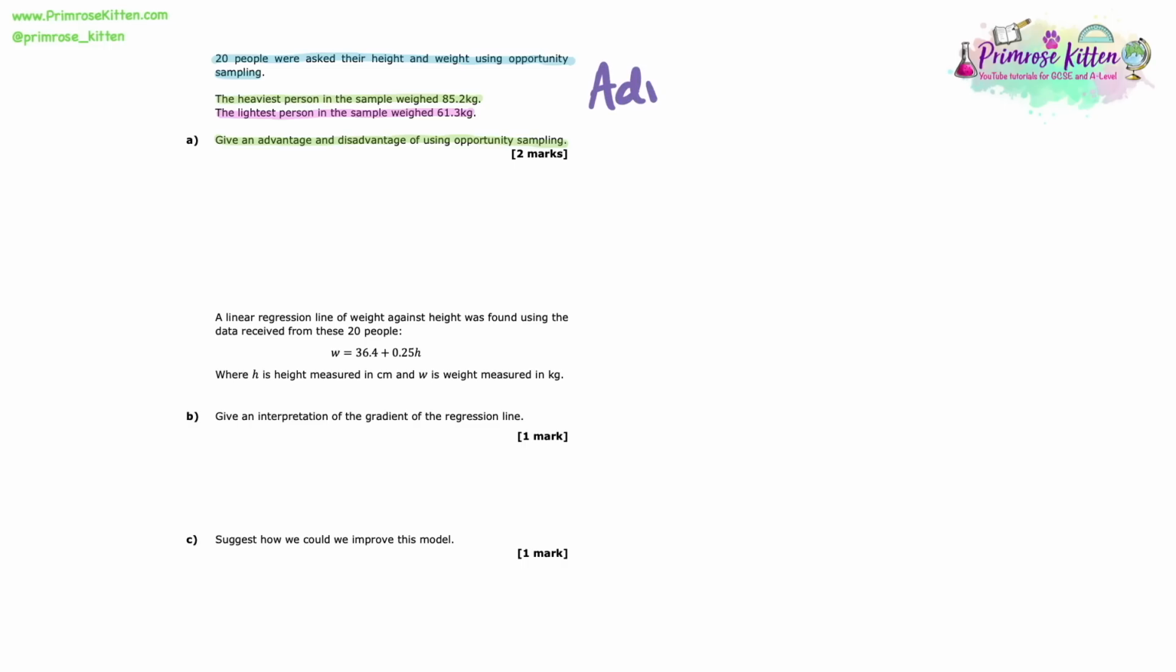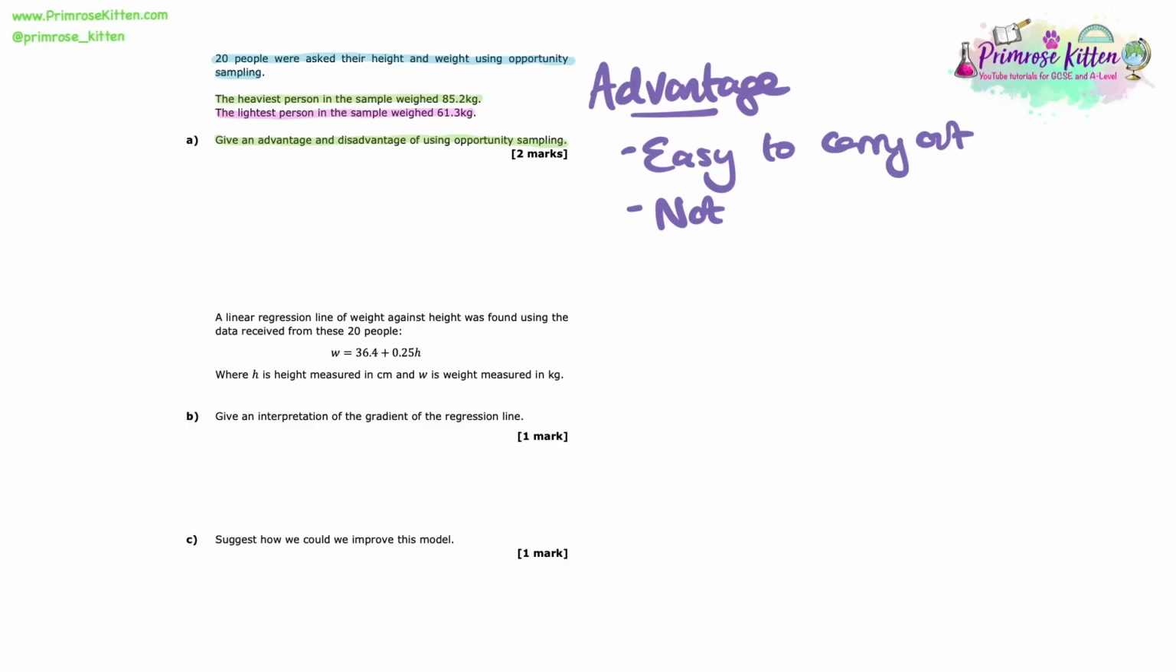So opportunity sampling is all about getting some data as easily as possible. So perhaps we just hand out a survey to some friends and family, or we just ask the next few people that come out of a shop. So the advantage to this is it's very easy to carry out. Another advantage is that it's going to be very cheap to carry this out. So not expensive is another advantage you could say. Pick one of those as your option. Both of them would get you one of the marks here.